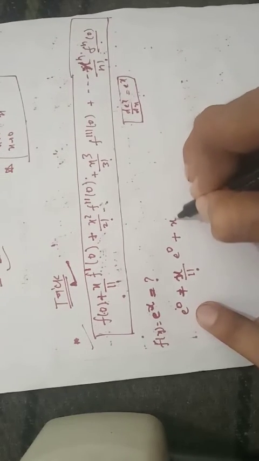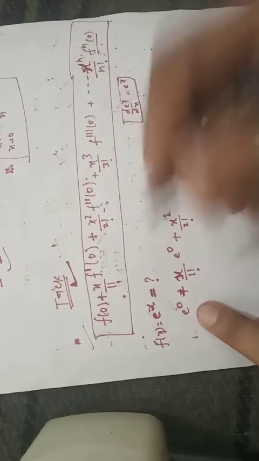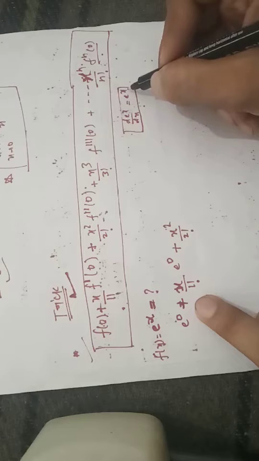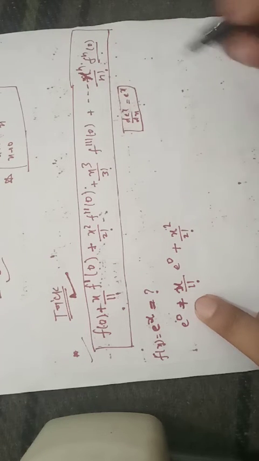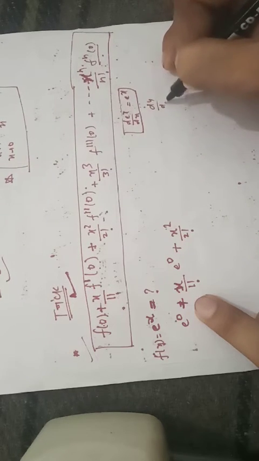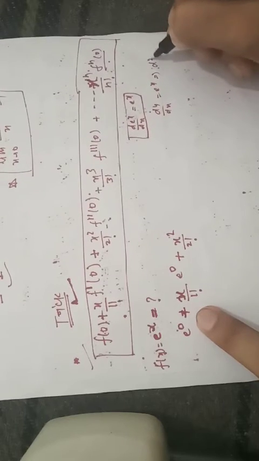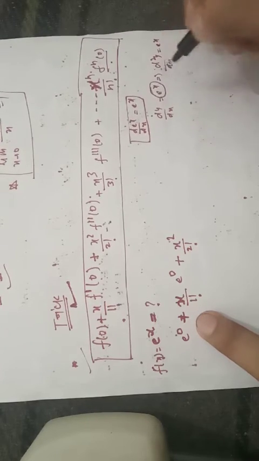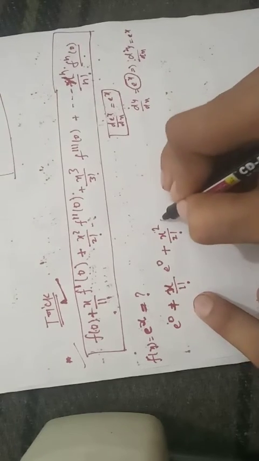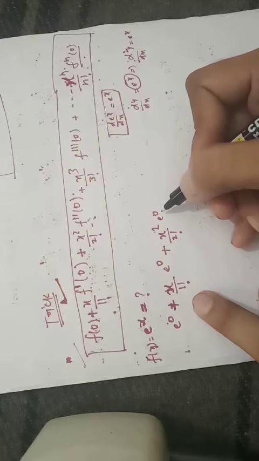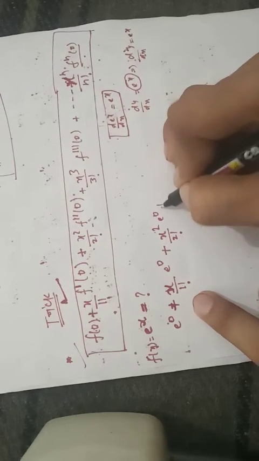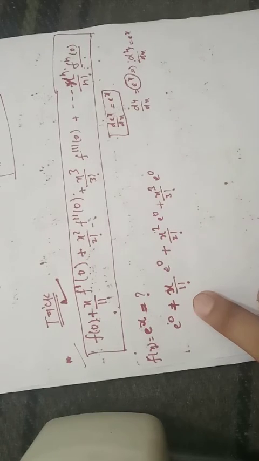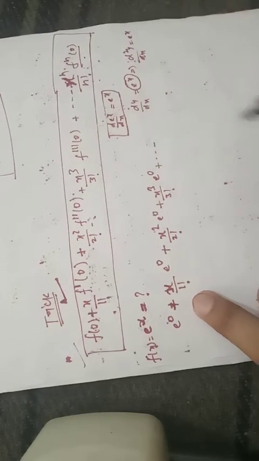Plus x square upon factorial 2 times f''(0). It means you differentiated once and found e to the power x. That is why you have to differentiate a second time, and again you will find e to the power x. dy upon dx is itself e to the power x, and d2y upon dx square is again e to the power x. Then e to the power 0 again. Plus x cube upon factorial 3 and e to the power 0. The number of times you differentiate e to the power x, it will come the same, plus dot dot dot. Okay, fine.